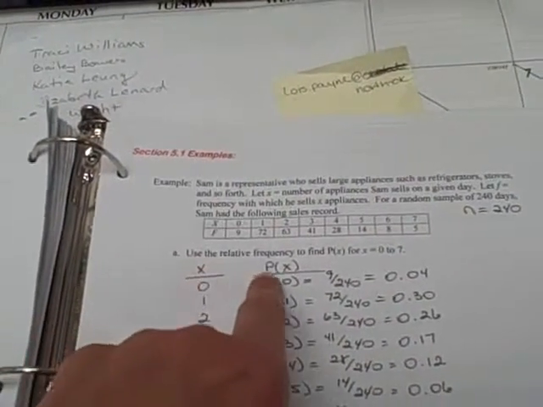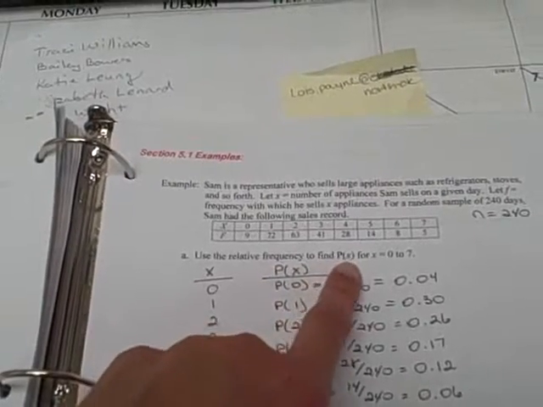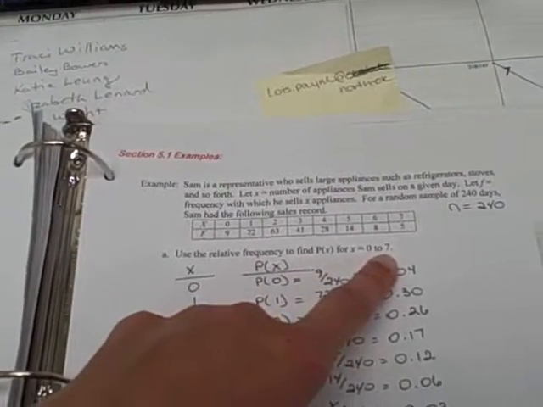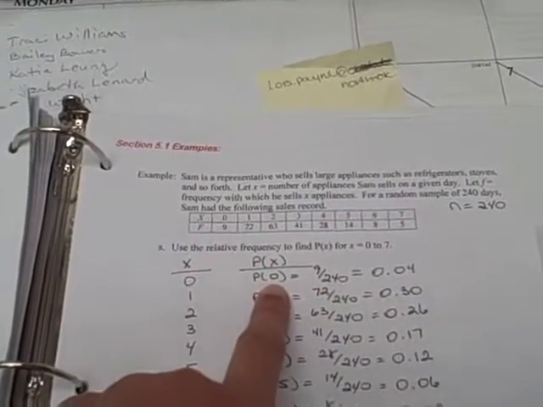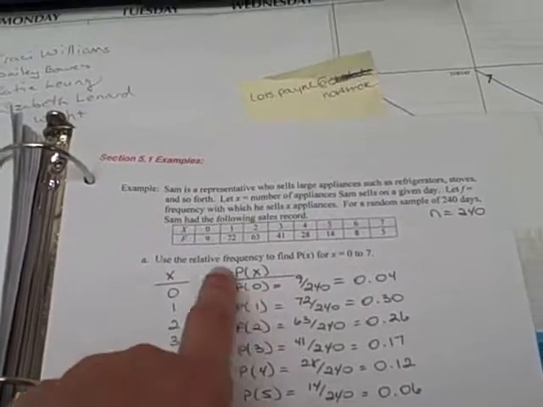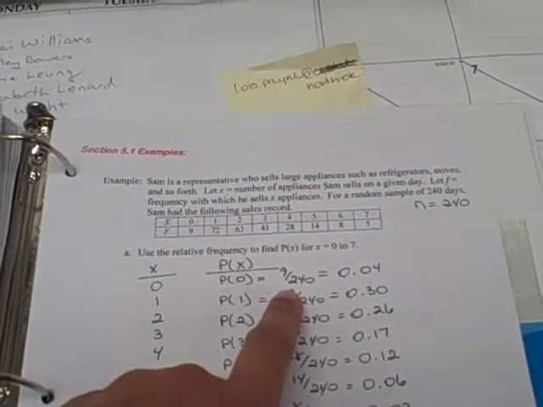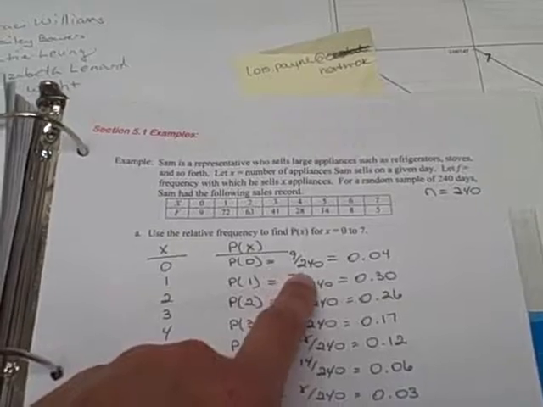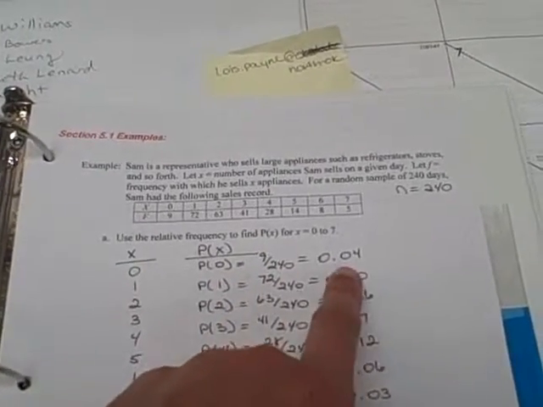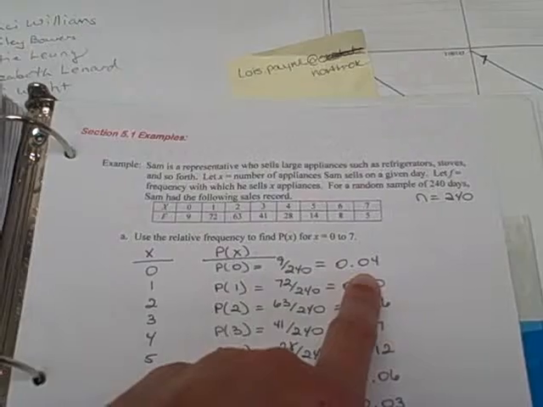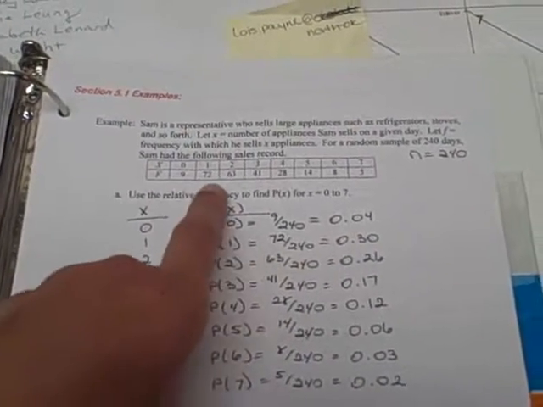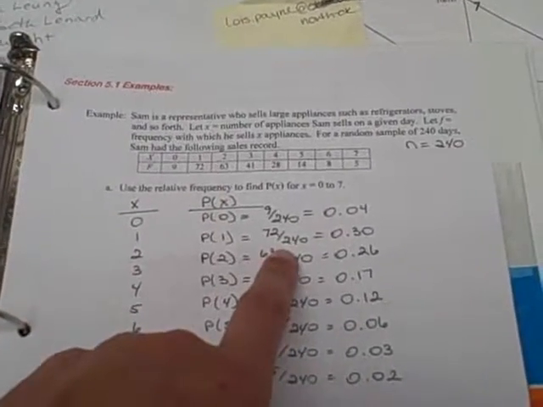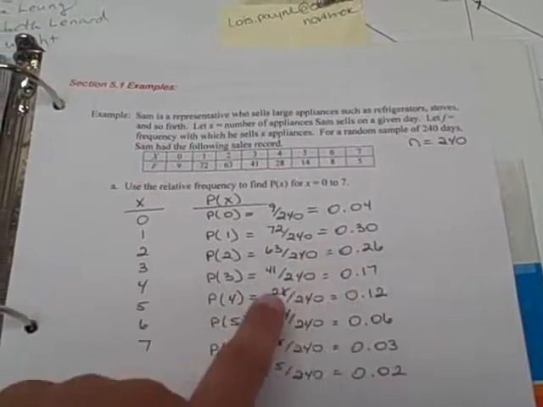Part A says use the relative frequency to find the probability of X for X equals 0 to 7. In other words, what's the probability that Sam is going to sell 0 appliances? Well, there were 9 days out of the 240 that he sold 0 appliances. So we just divide 9 by 240 and round it to 2 decimal places, which is 0.04. The probability he sells 1 appliance: there were 72 days that he did that, so 72 out of 240 is 0.30.